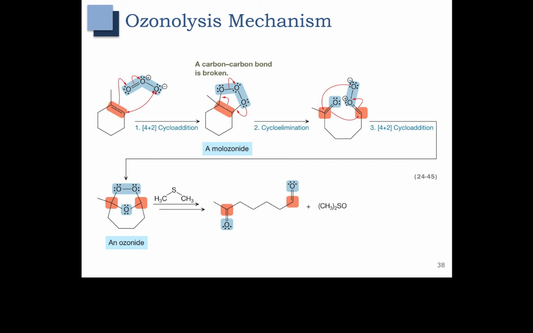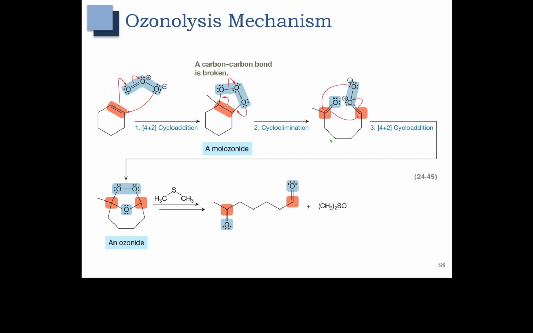Let's follow the electrons. We'll start here at the negatively charged oxygen. The lone pair on the negatively charged oxygen comes down to form a bond, this red bond over here. The pi electrons form a carbon-oxygen bond, shown here in blue. The oxygen-oxygen pi electrons then go over to form a lone pair on that middle oxygen, shown in green here.